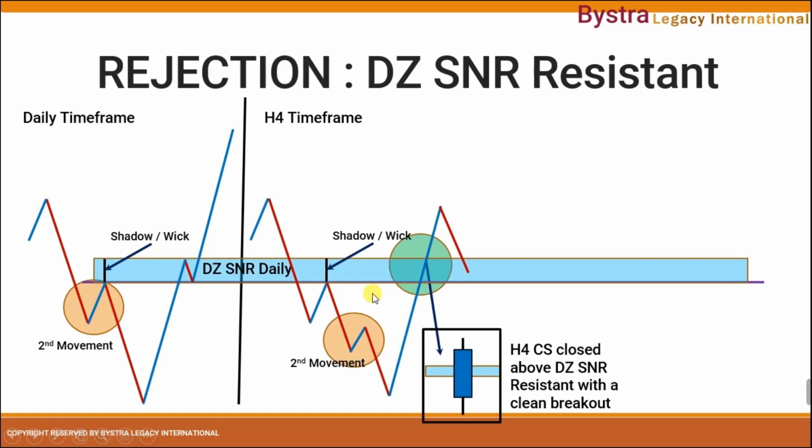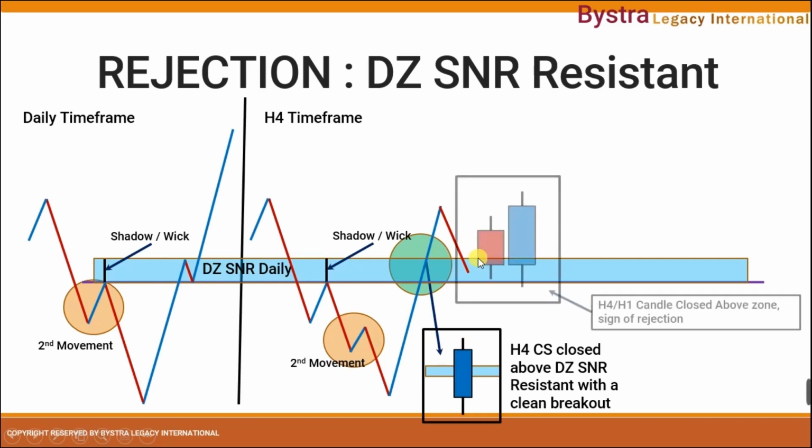We can see clearly that at the H4 time frame, the candle has broken this zone with a Marubozu. As you can see here, the candlestick has broken above the danger zone SNR daily of the support. So the H4 candle closed above it. So once it closed above the zone, next what should we do? We look for confirmation of rejection when the price comes back to this area to test as a new support.